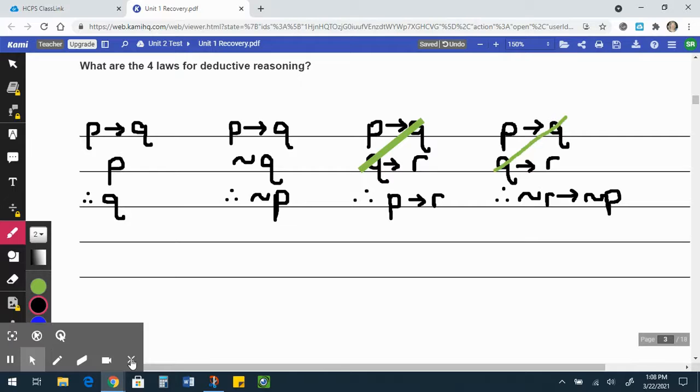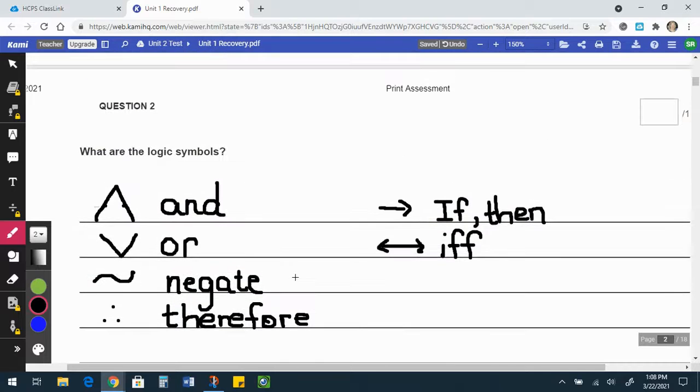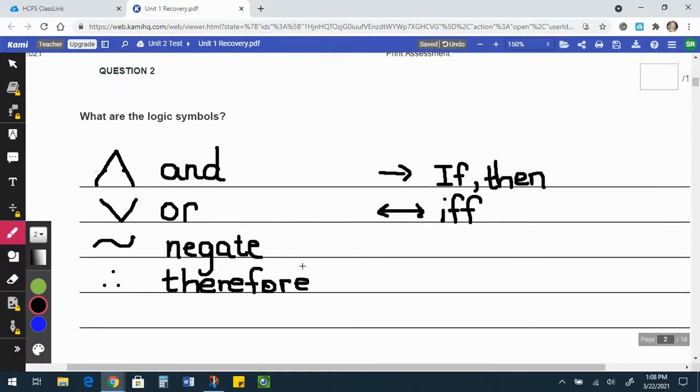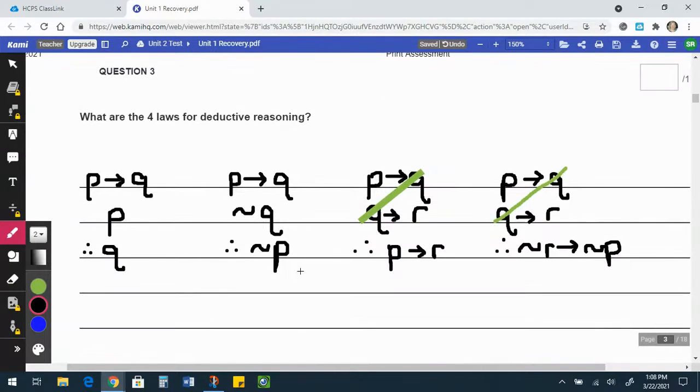You should pause your video right now and make sure that you have the logic symbols for number 2 written in your math notebook, and you have the 4 laws for deductive reasoning written into your math notebook. Once you have those written down, then come back and we'll work these problems.